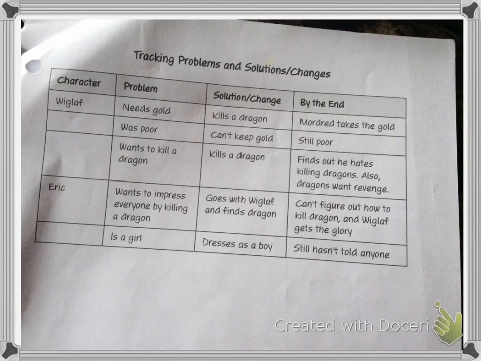What do we know about Eric? The problem is, she wants to impress everybody by killing a dragon. So she goes with Wingflaf, finds a dragon, can't figure out how to kill a dragon, and Wingflaf gets the glory. We also know that Eric is a girl. She dresses as a boy, but she hasn't told anyone. This is a secret. So by using this tool, it helps me organize the different problems and plot lines that are happening in the story.